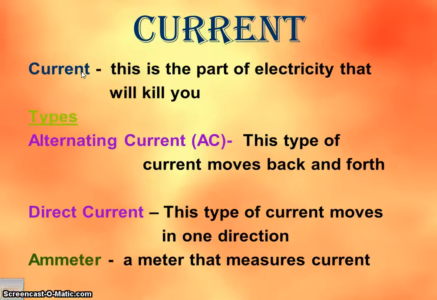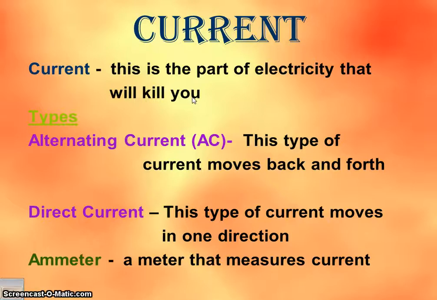But it's those electrons, or the current, that is the part of electricity that will kill you. It is not the voltage, like most people think. And they say, oh, warning, 50,000 volts. It's really not the voltage you need to be concerned about. It is the current that you need to be worried about.